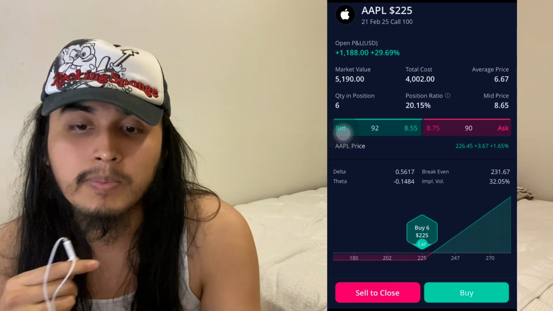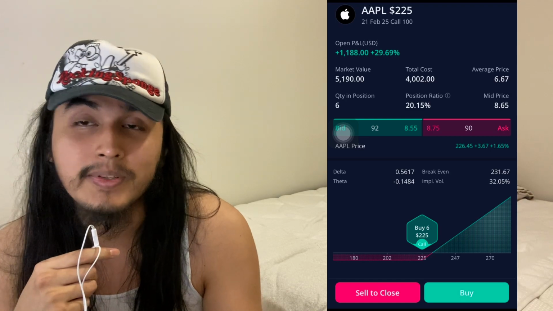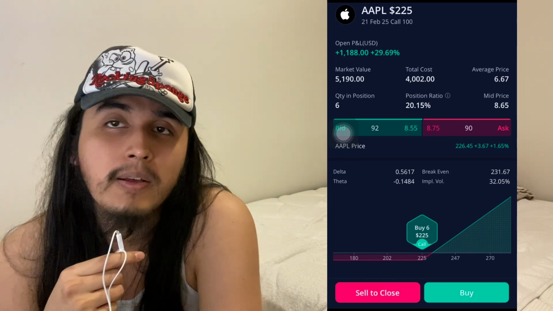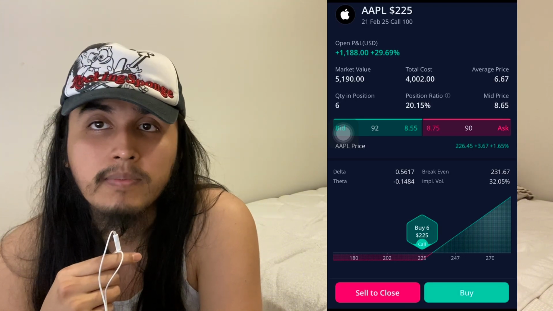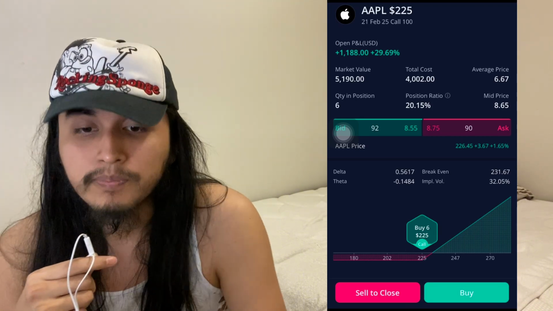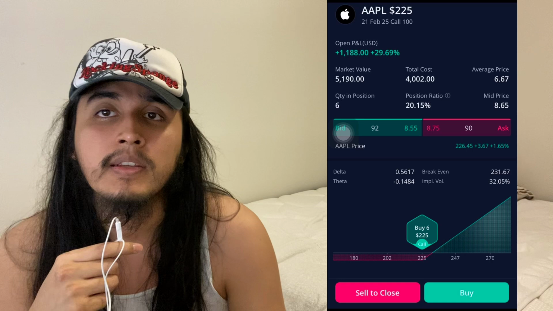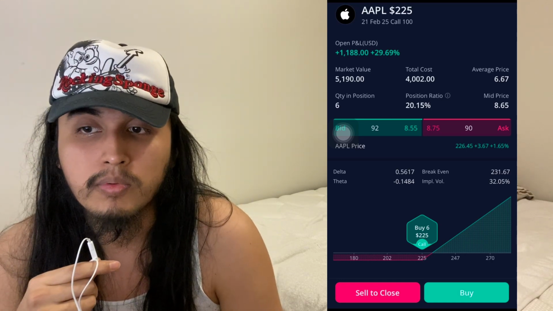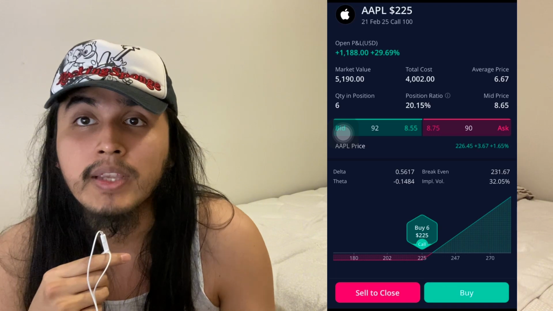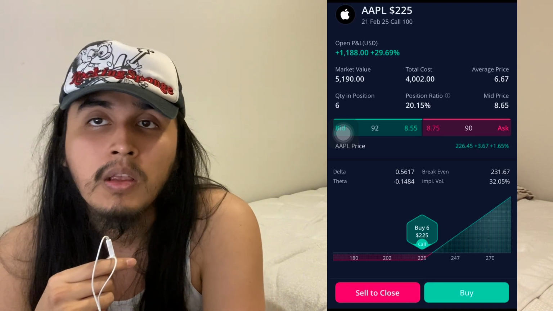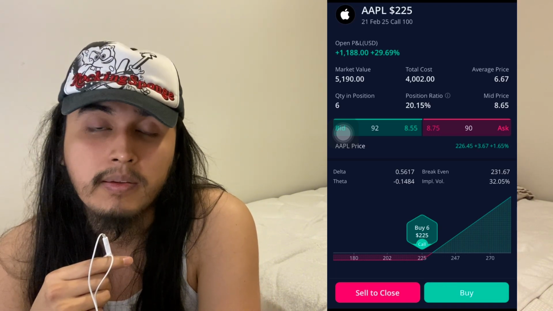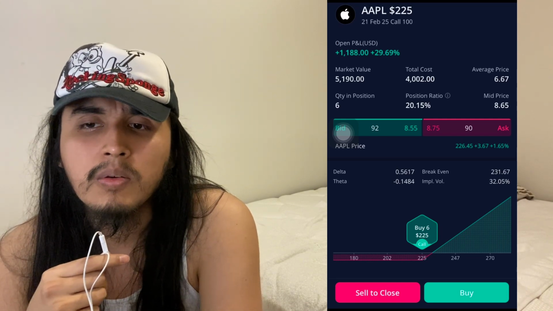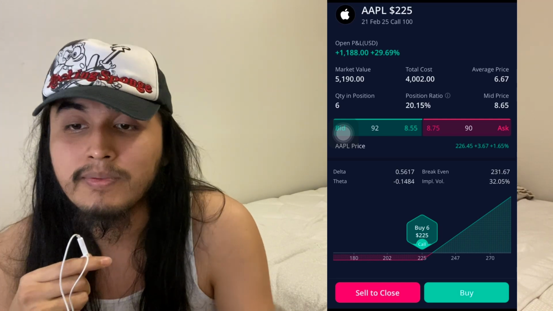I sold out the position for a 29% gain. I could have held on to Apple more and tested my luck, but knowing that the market isn't always going to be on your side, you have to have your game plan set in mind, because if you don't, the market will crush you and it will honestly destroy your account. So that was pretty much it for that trade.